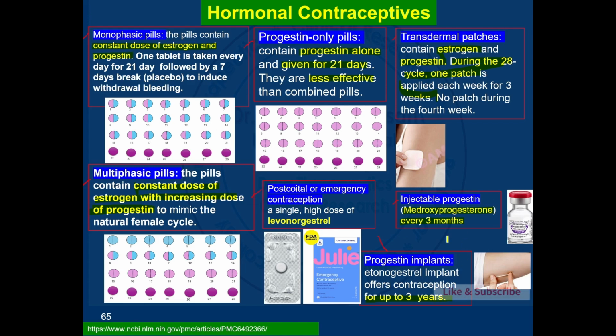The question here: which of the following hormonal contraceptives provides contraception for up to 3 years? I will go with the progestin implant. Which of these provides contraception for 3 months? I will go with the injectable medroxyprogesterone. Which of these medications provides emergency contraception? Levonorgestrel, 1 tablet. And so on.